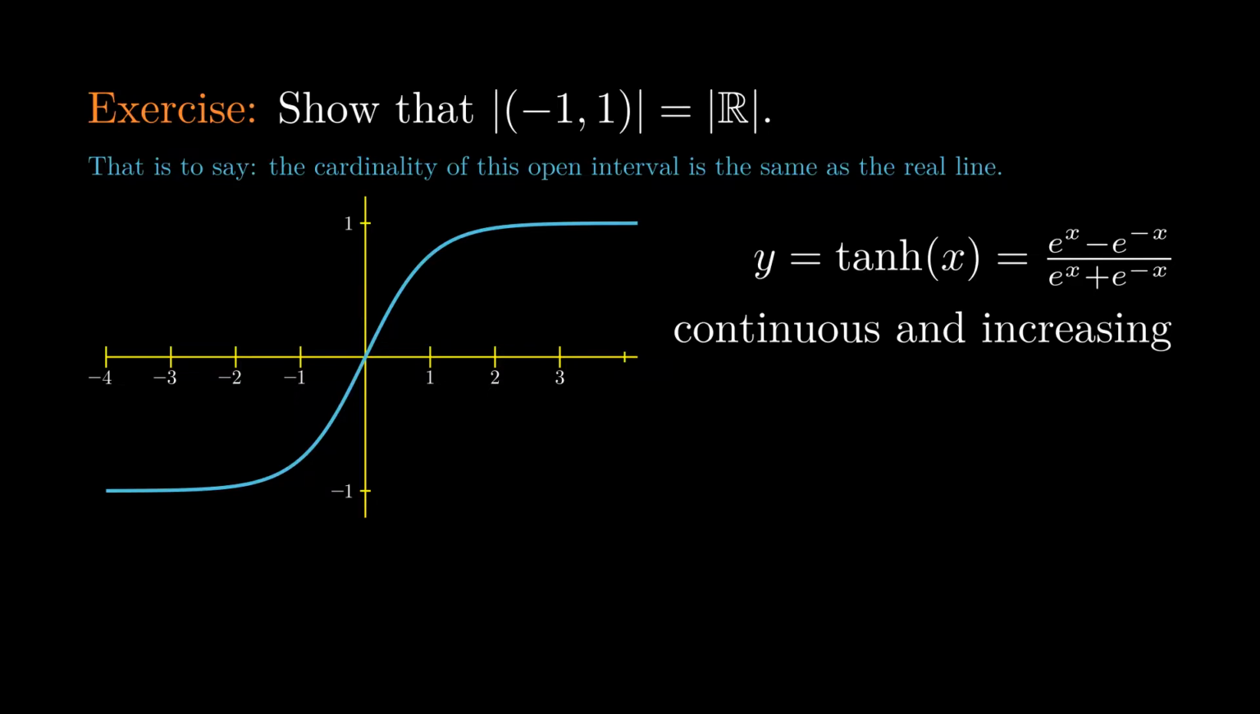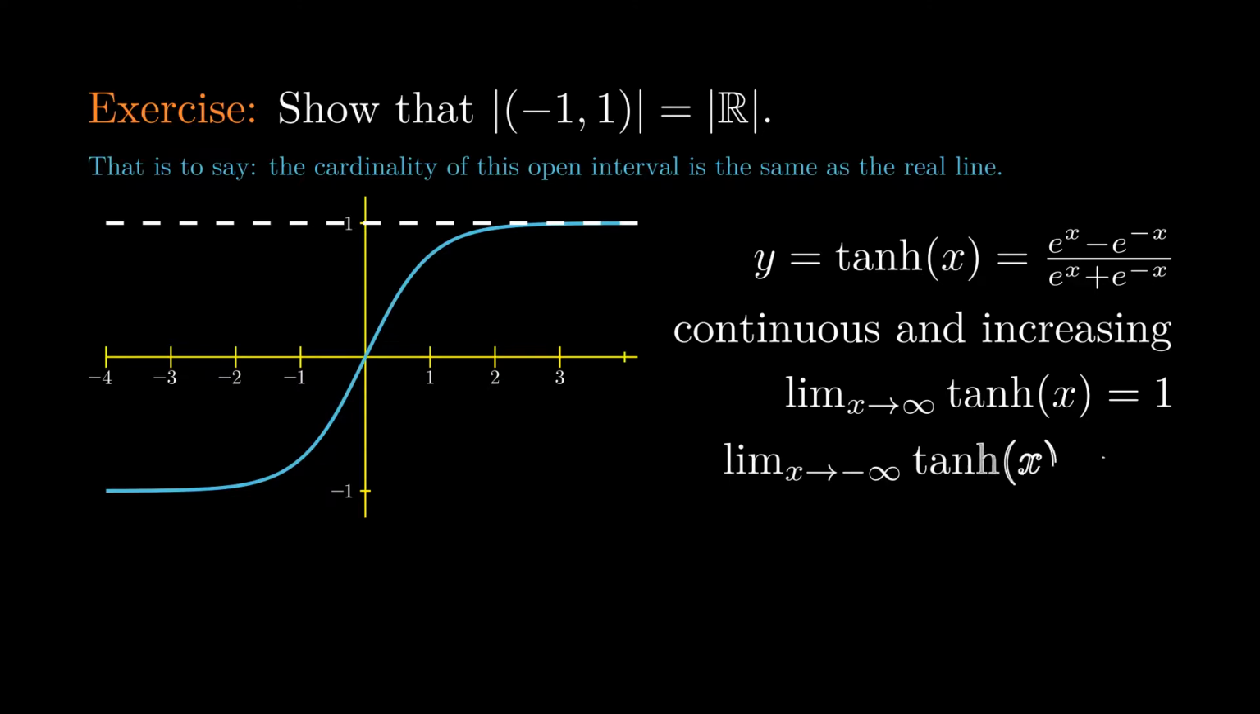We can check through a bit of a tedious calculation that the derivative is always positive, and therefore the function is increasing. Moreover, when we let x go to infinity, the e^x term dominates on top and bottom, and the ratio goes to 1. When x goes to minus infinity, the e^(-x) term dominates, and the ratio goes to -1.